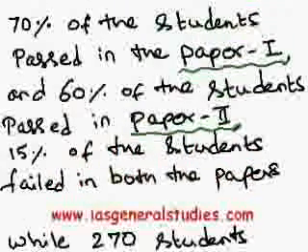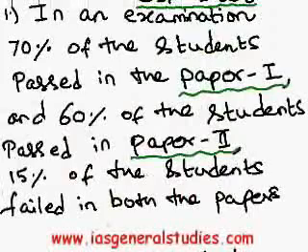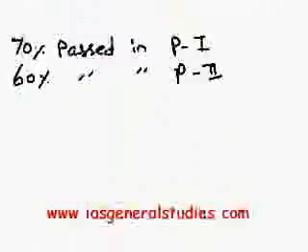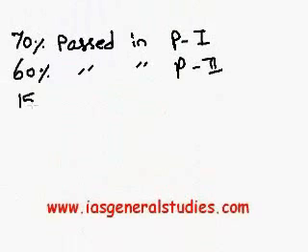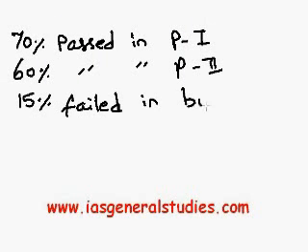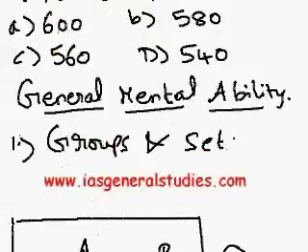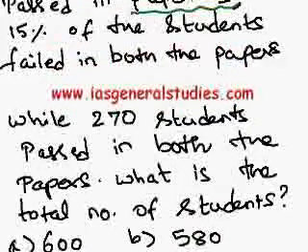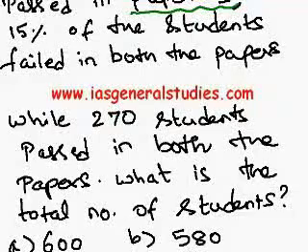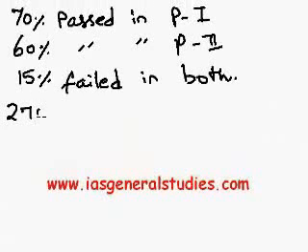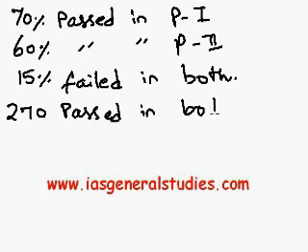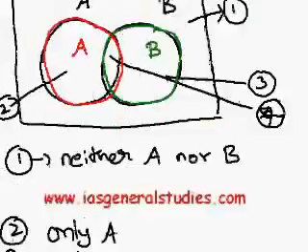Then 15% of the students failed in both the papers. So 15% failed in both. And what else is given? While 270 students passed in both the papers. So previously they gave 70, which is a percentage, but here it is the actual number. That is, 270 passed in both.